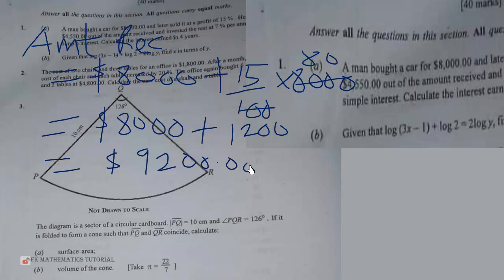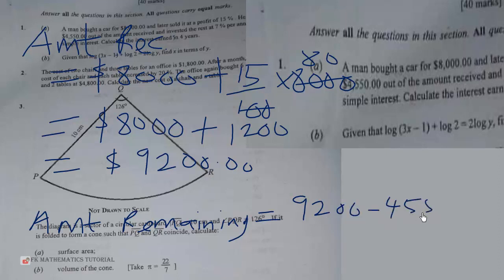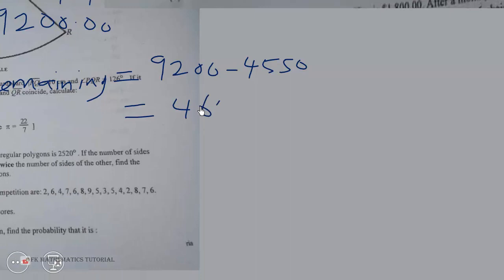We were told that out of this he spent $4,550. So amount remaining will be equal to 9,200 minus $4,550, and that will be equal to $4,650.